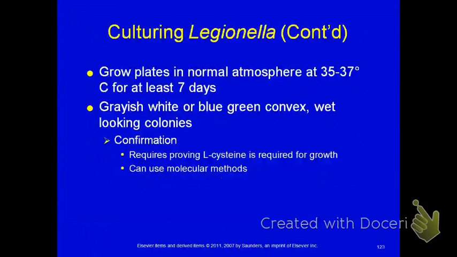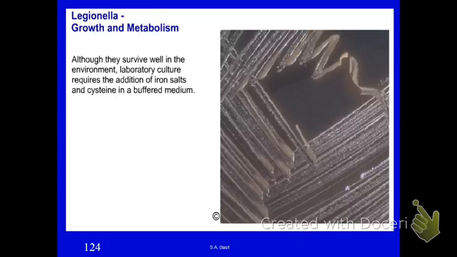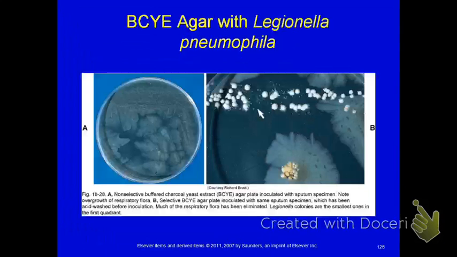So you have to culture it for at least 7 days at 35 to 37. You'll be able to see grayish-white or blue-green convex wet-looking colonies. So if you want to confirm, you add L-cysteine. If the growth is enhanced, then you might as well use a molecular method for further confirmation. So this is an example of BCYE growth of the colonies. So addition of iron salts and cysteine in a buffered medium will enhance the growth of Legionella.